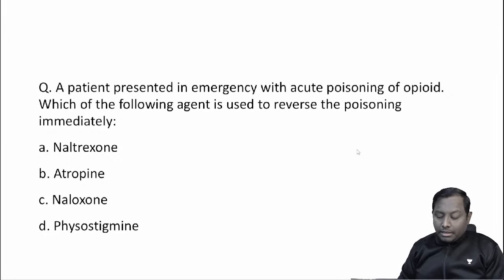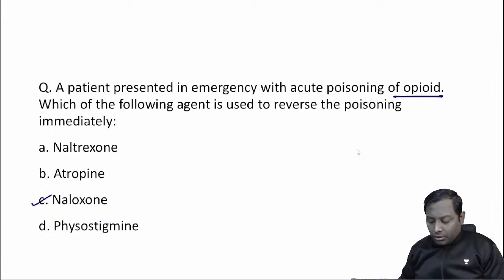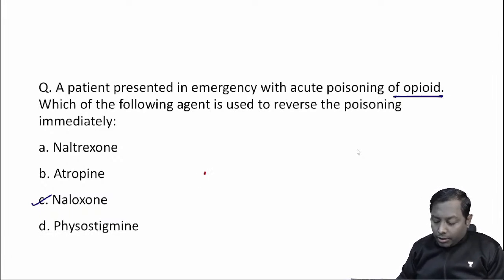A patient presented in emergency with acute poisoning of opioids. Again, see opioid poisoning. Have I already given you the antidote? So we already know the antidote for this one will be your naloxone. Now the examiner can ask you, okay, if naloxone is not there, what is the alternative?